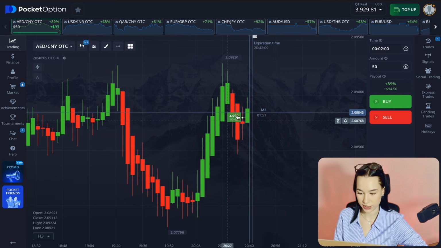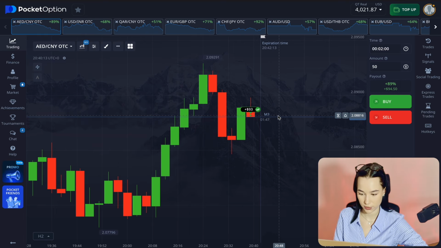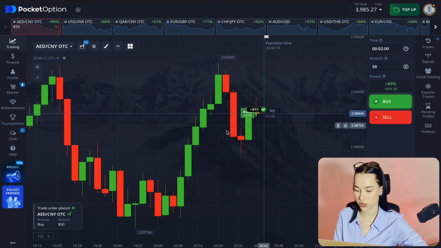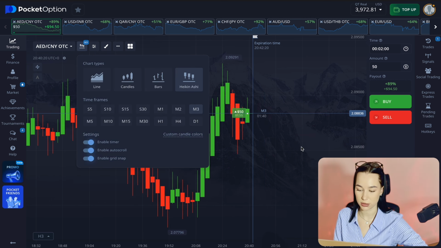So let's go right now to the candles. By the way, we're closing our trade already. Oh yeah, here it is. So we closed it in the plus. We opened another buy trade. The payout here is already 89%, but it's still fine.